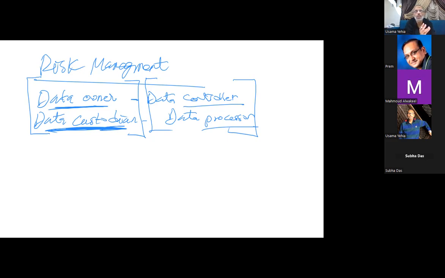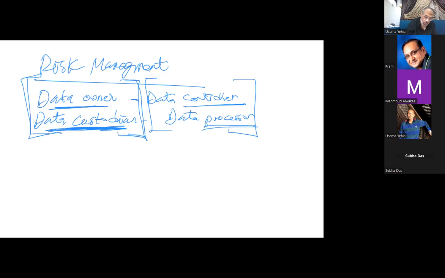The customer or the data subject, the data controller, the data processor, you also have the DPO, you have authorities, you have a lot of things. But when you find controller and processor, usually we are thinking about privacy. And when we find owner and custodian, we are thinking about security. This is the main difference which I want you to think about.